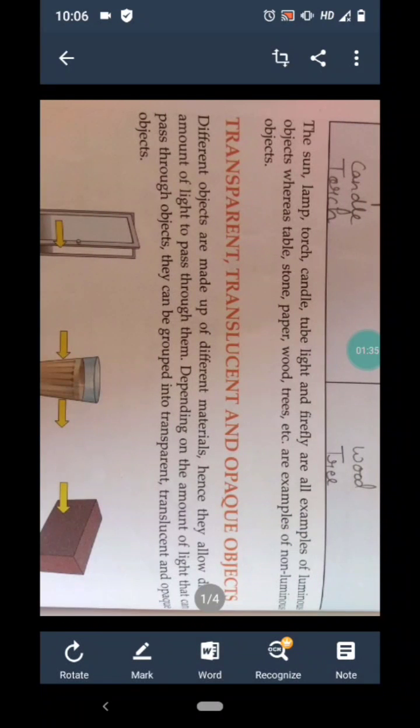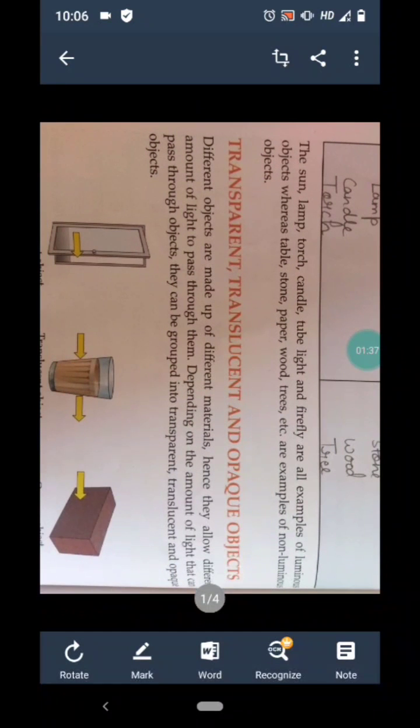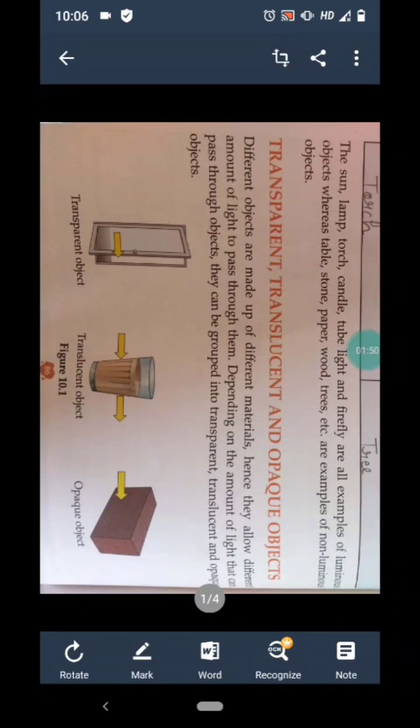Then after this there are transparent, translucent, and opaque objects. So students, we know that light helps us to see all the objects which are present around us. So the diagram is also given in your book. The objects depend on the amount of light that the object allows to pass through them. On the basis of this, the objects are classified into three categories: transparent, translucent, and opaque.